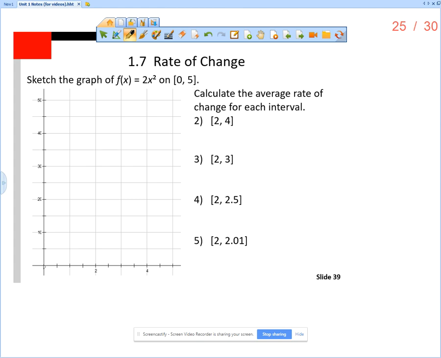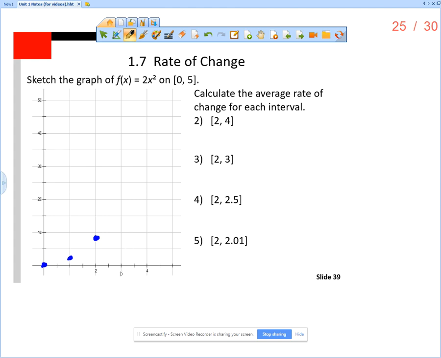So let's start with 0, of course. 2 times 0 squared is 0. And let's just pick 1. 2 times 1 squared is 2. So notice the labels here. This would be about 0, 2. All right, let's go to 2. 2 times 2 squared, so 2 times 4 is 8. So go to 2, 8, about there.